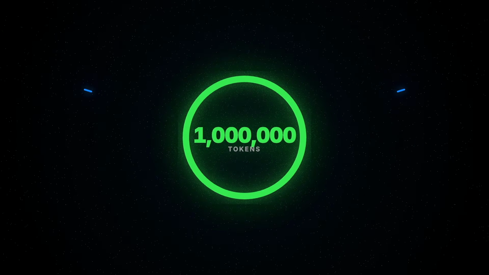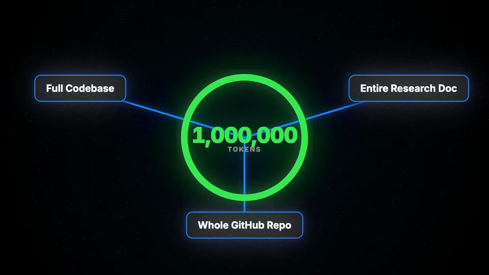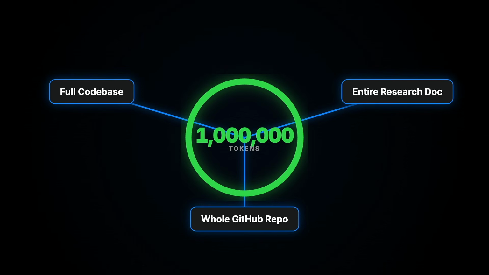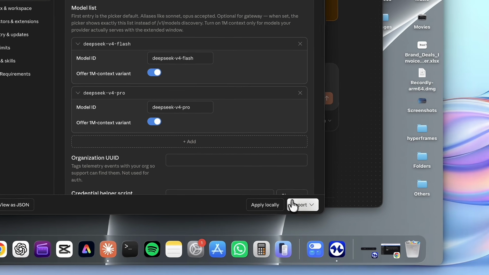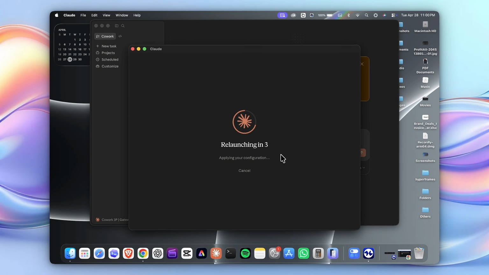That 1 million context window, genuinely useful. You can paste an entire code base, entire research doc, entire repo in one shot. At the bottom of the settings window, click Apply locally. Cowork restarts one more time.